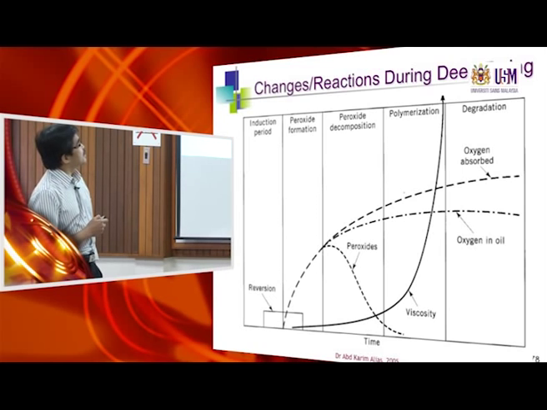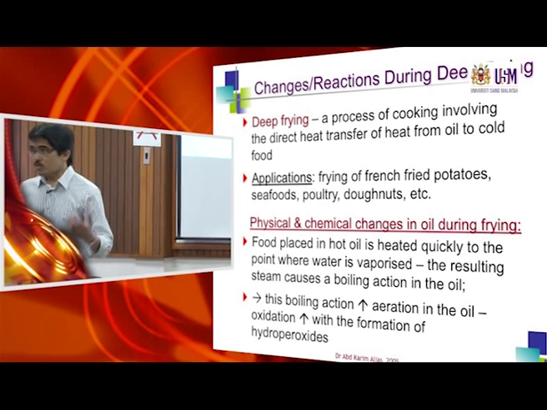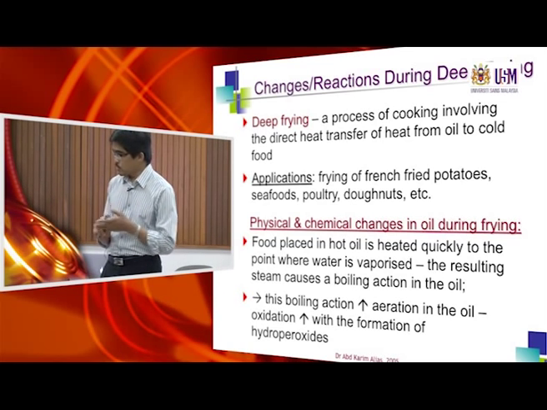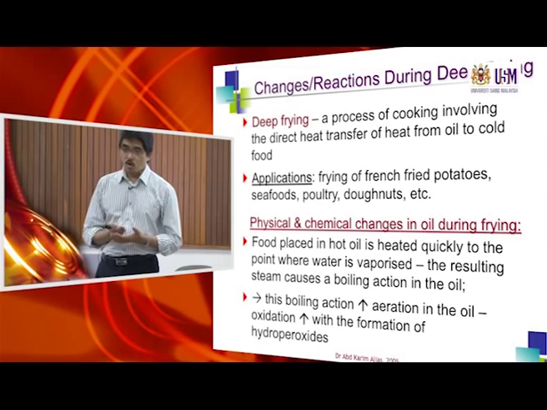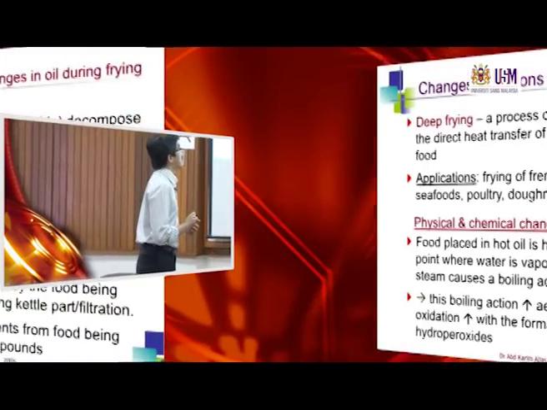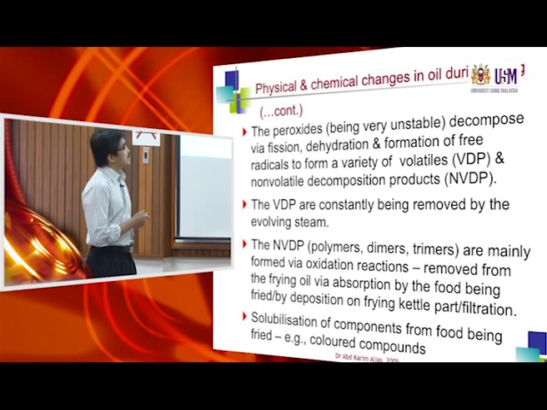This is what I have explained. Oil decomposes to form volatile and non-volatile decomposition products. During the frying just now, we formed a range of compounds. Some are volatile, so these will escape from the oil. Some are non-volatile, NVDP, and these will remain in the oil. The VDP are constantly being removed by the evolving steam, but the NVDP remain in the oil, removed via absorption by the food, by deposition on the frying kettle parts, or by filtration.